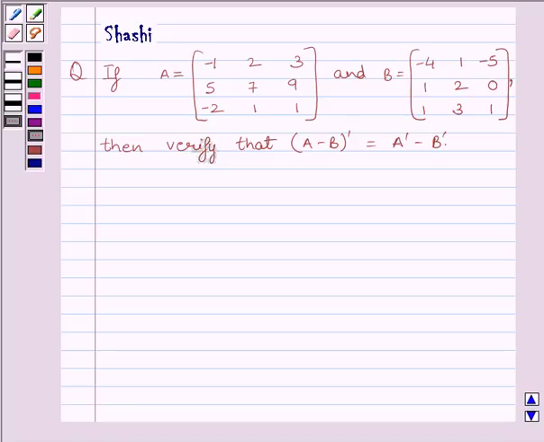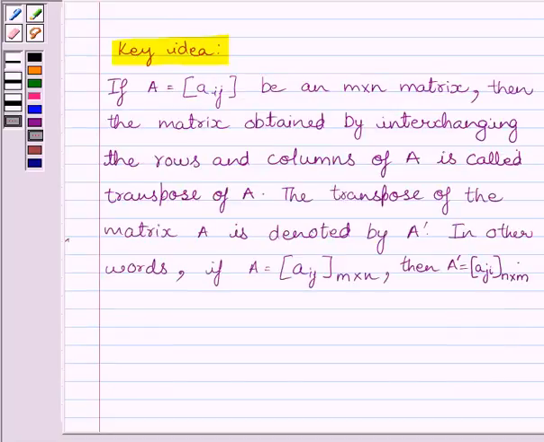First of all, let us understand the key idea to solve the given question. If A is equal to the matrix [aij], an m into n matrix, then the matrix obtained by interchanging the rows and columns of A is called the transpose of A. The transpose of the matrix A is denoted by A transpose, that is A dash. In other words, if A is the matrix [aij] of order m into n, then A transpose, that is A dash, is equal to the matrix [aji] of order n into m.